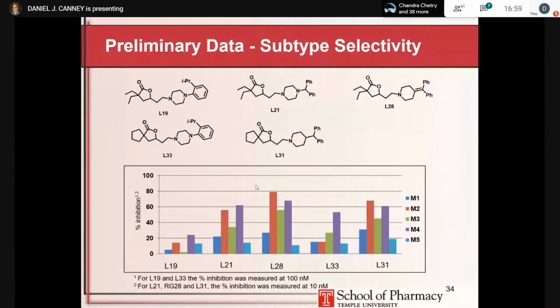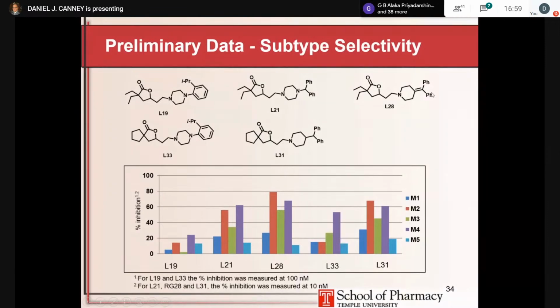So once again, we were able to synthesize these compounds, test them, and then we went ahead and looked at them as far as their selectivity was concerned, right? Because remember, we're trying to design or develop M5 selective agents. And this is compound 19, 21, 28, 33, and 31.